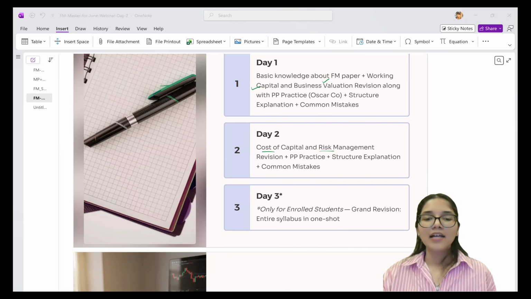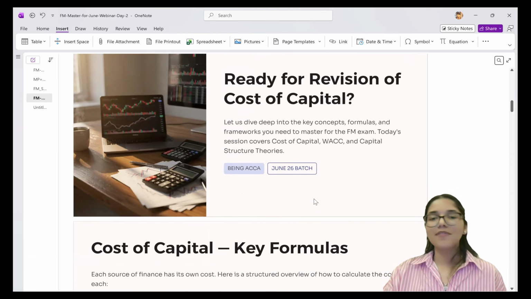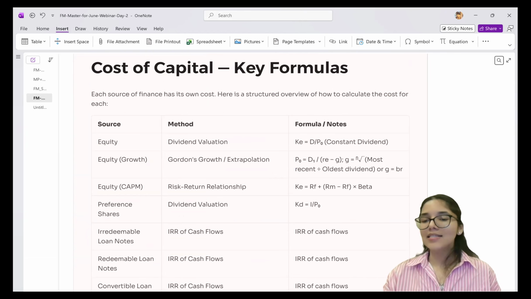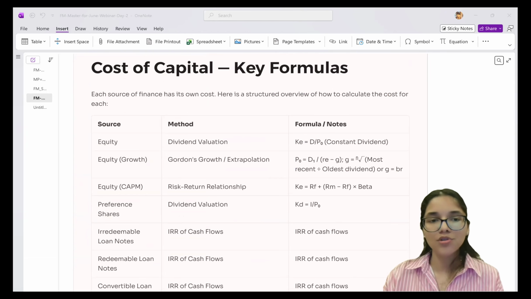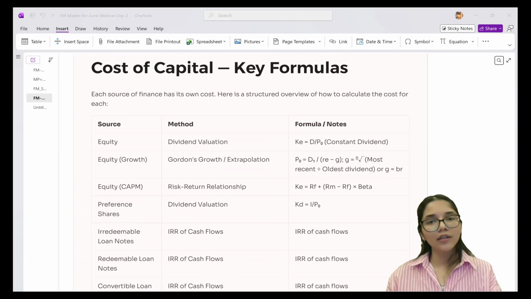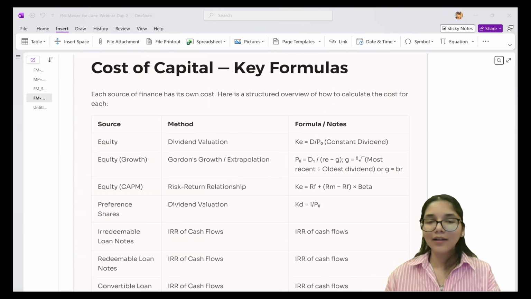Okay, great. So the very first thing that we will do is get started with our revision for the cost of capital area of my syllabus. Now, we know that as a business, a company has so many different options when it comes to getting capital. A company can go for ordinary equity shares, preference shares, bank loans, or loan notes. Debentures are all one and the same thing. So these are the different options that companies have.